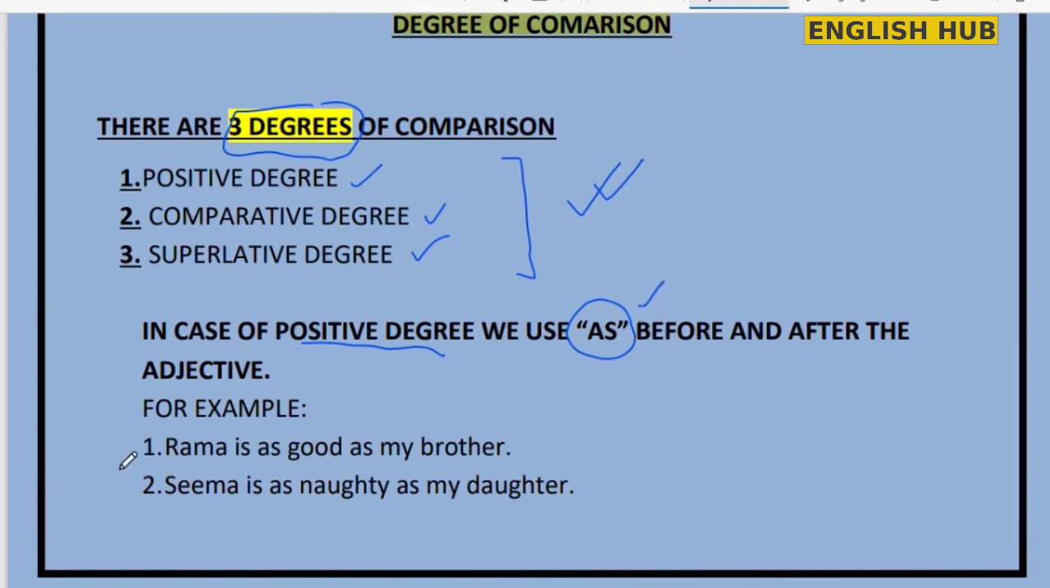Before the adjective and after the adjective in a sentence we use the word as. For example, Rama is as good as my brother. So in this sentence we see that good is the adjective, and before good and after good we are using the word as. This identifies it as a positive degree. Before the adjective we put as, after the adjective we also put as. In the second sentence again, naughty is the adjective, and before and after it we have put as. So this is the rule in case of positive degree.